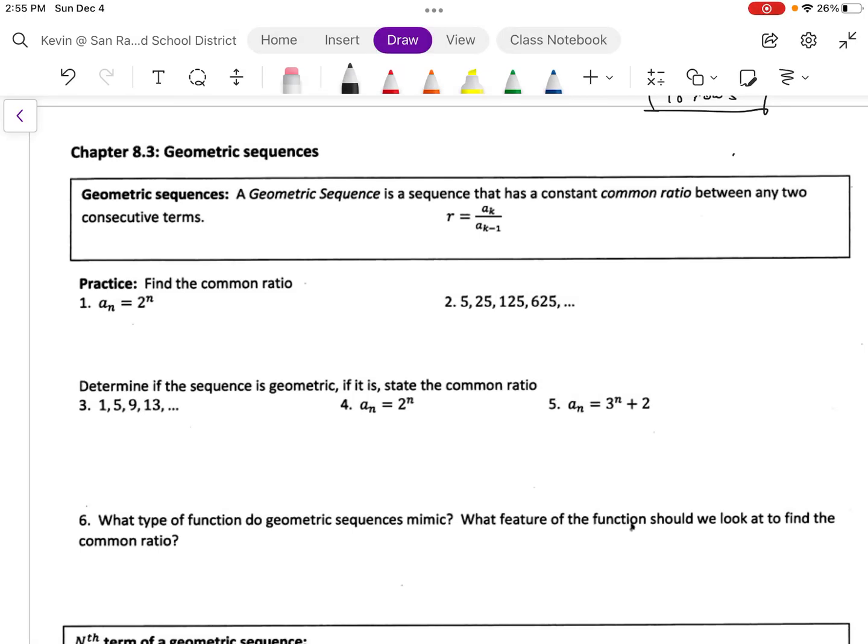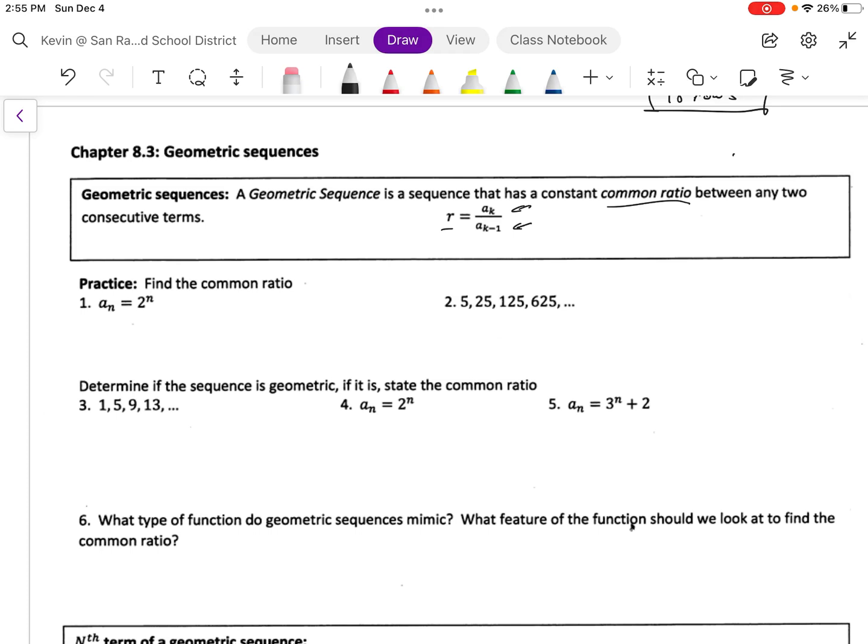All right, this is 8.3 geometric sequences. Just like arithmetic sequences, we have geometric sequences, and a geometric sequence is a sequence that has a constant common ratio. Whereas our arithmetic sequences had a constant common difference, a geometric sequence has a common ratio between any two consecutive terms. We'll use r to represent that ratio, and it's any term divided by the term previous to it.